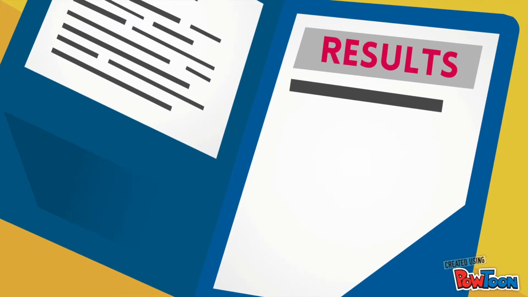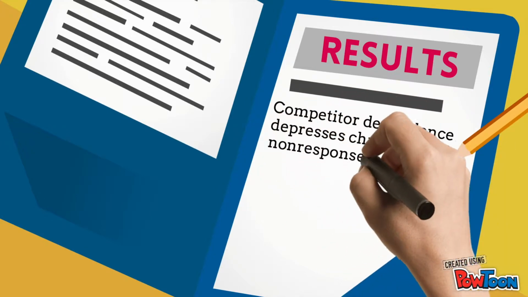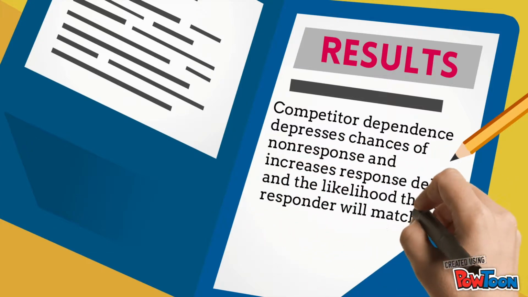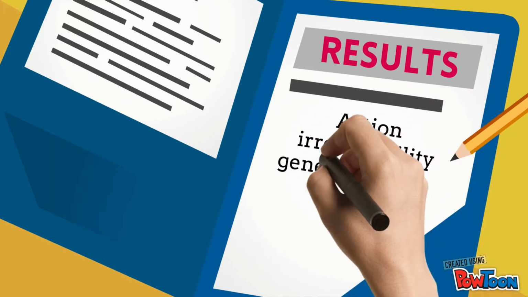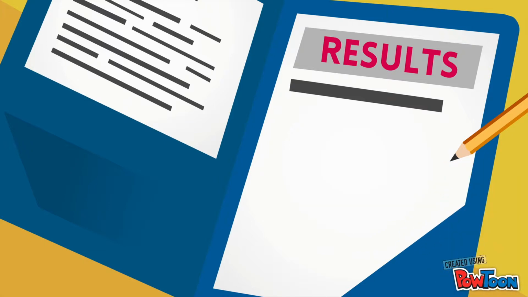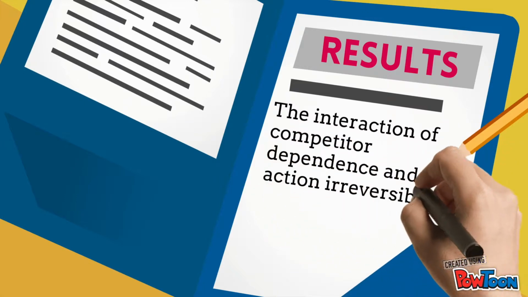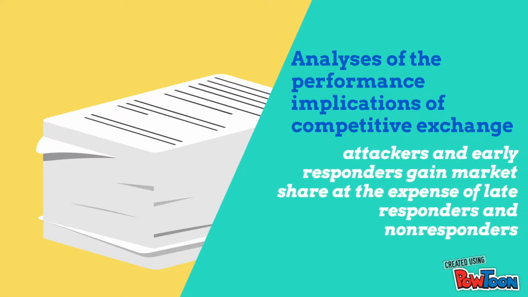Final part. The results suggest that competitor dependence depresses chances of non-response and increases response delay and the likelihood that a responder will match a move. And then, action irreversibility generally has the opposite effect. In addition, the interaction of competitor dependence and action irreversibility is significant. Analyses of the performance implications of competitive exchange indicated that attackers and early responders gain market share at the expense of late responders and non-responders.